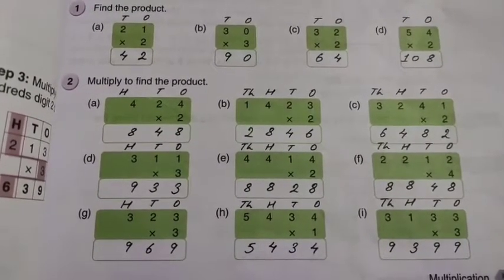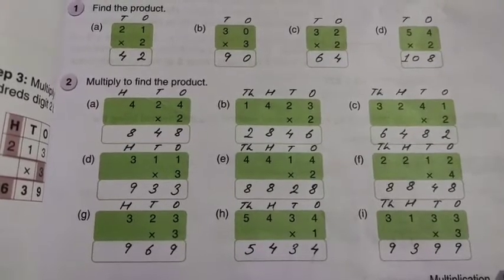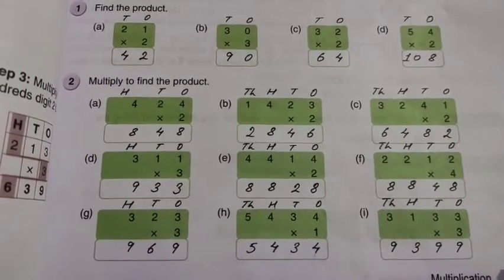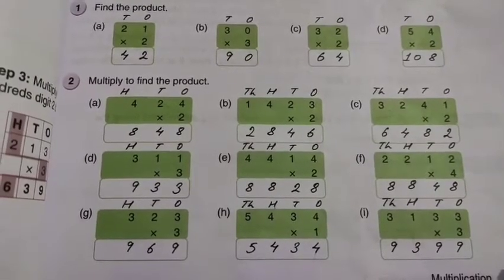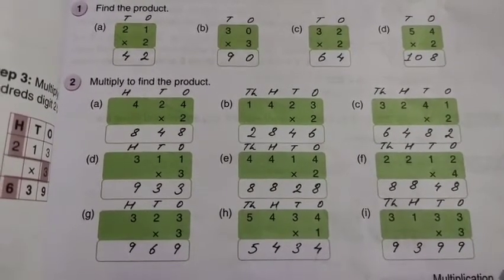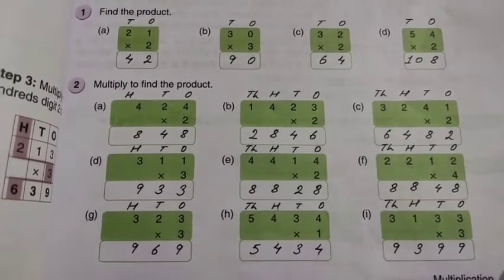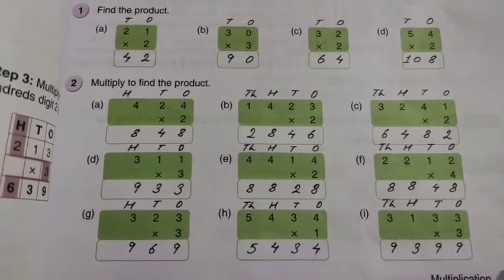323 multiplied by 3. Let's start with the ones place again. 3 threes are 9. 3 twos are 6. 3 threes are 9. So 969 will be your answer. H.